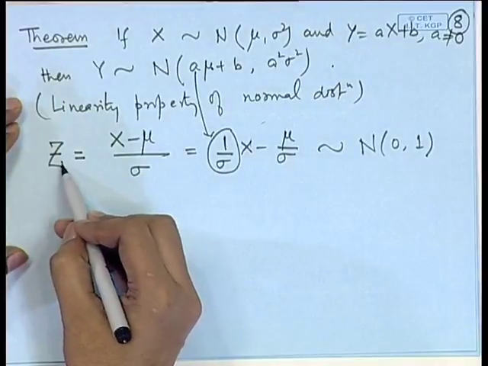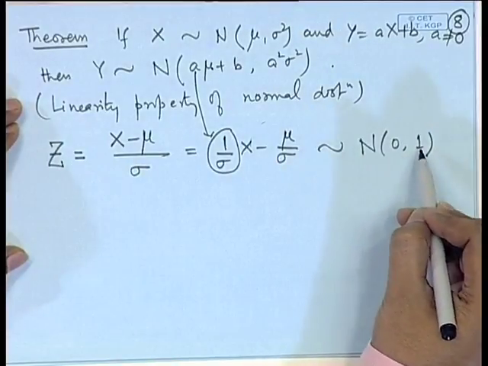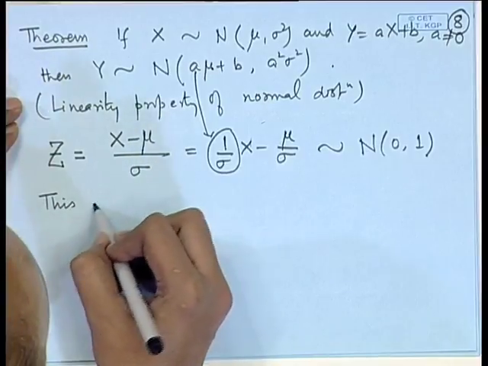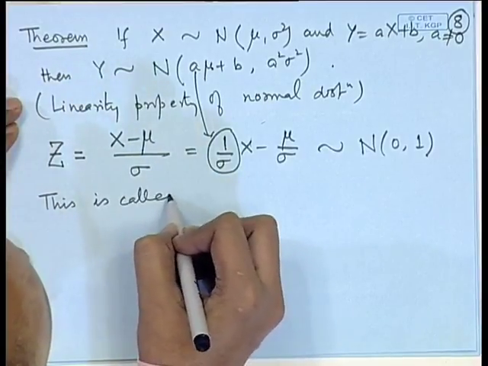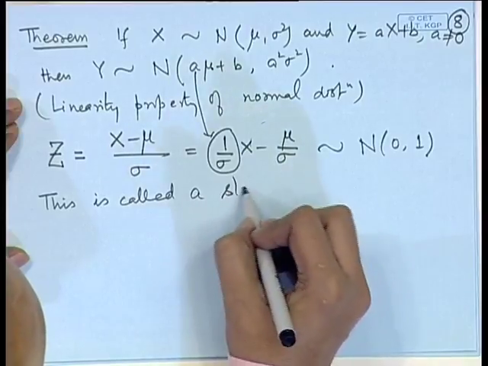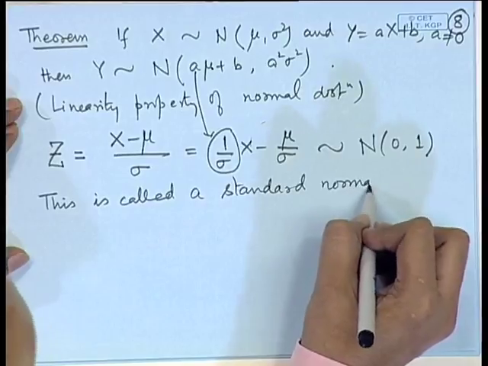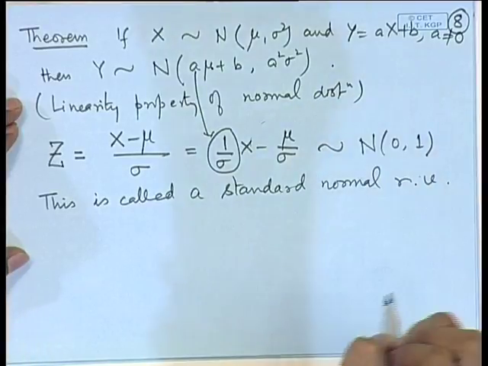A random variable Z which has a normal distribution with mean 0 and variance 1 is called a standard normal random variable.